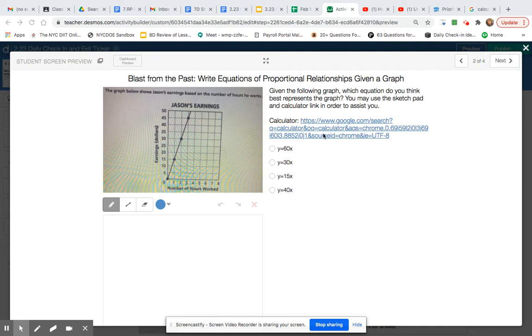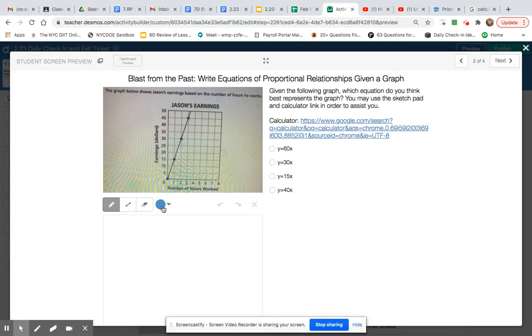Okay, so here's the answer choices and here's the calculator link. When we're trying to figure out an equation of a proportional relationship given a graph, the first thing you want to do is look for a few points, right? Notice that we have 4 points that we could easily identify. The first one is the origin, so that wouldn't really help us with figuring out what our equation is. But I'm going to use the other three.